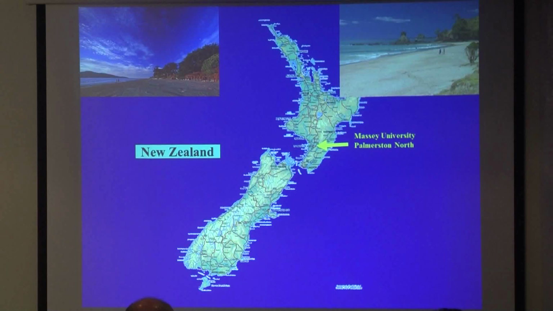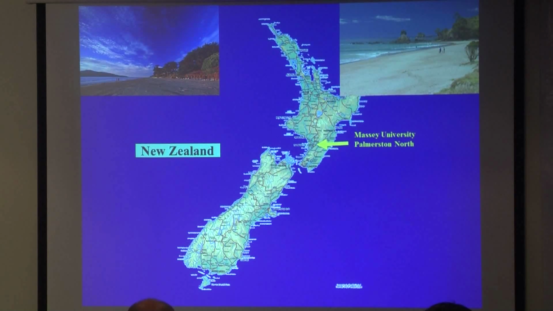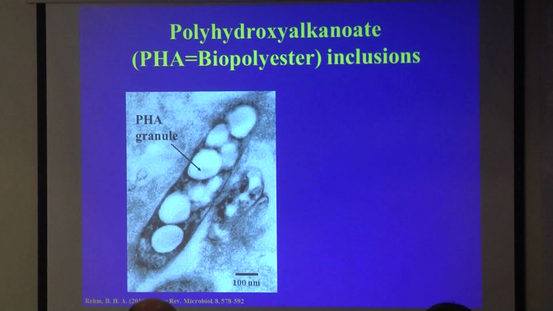We know that Australia has beautiful beaches, but we have nice beaches too. On the west coast we have the volcanic beaches, and on the east coast we have the coral beaches, the white beaches. So I'm talking about something completely different.